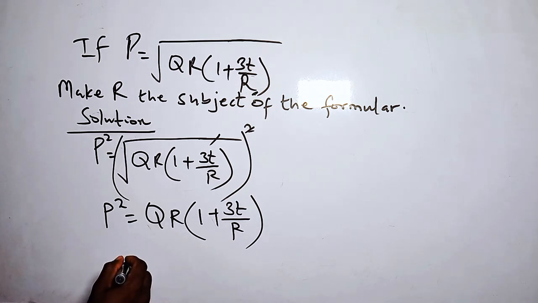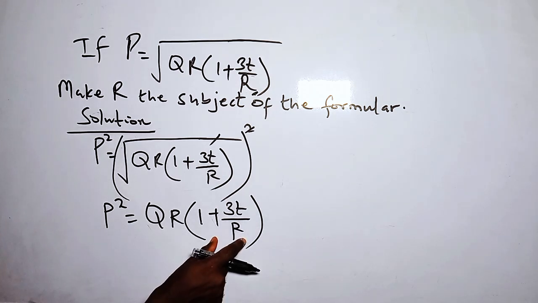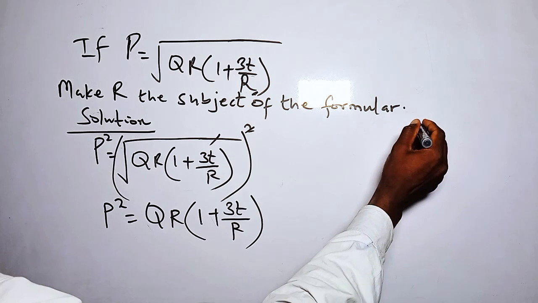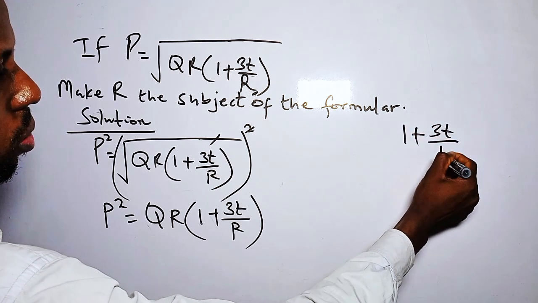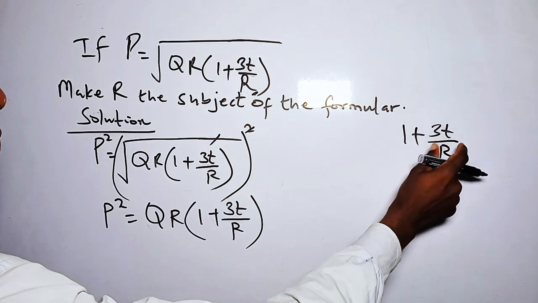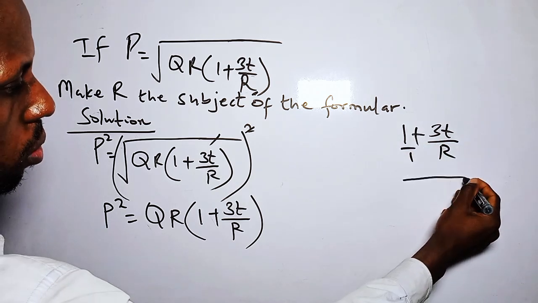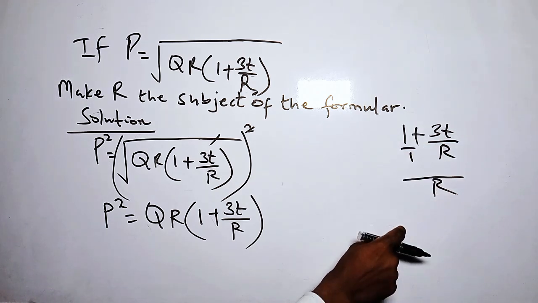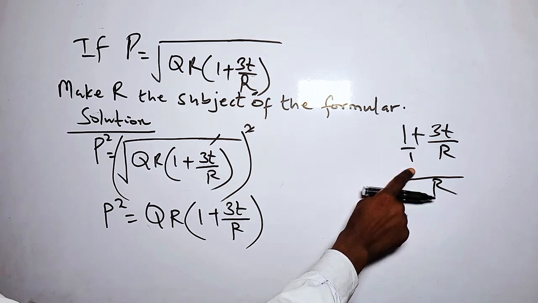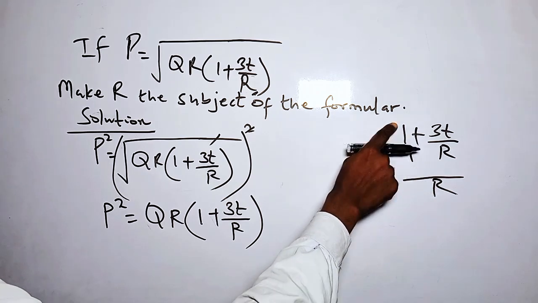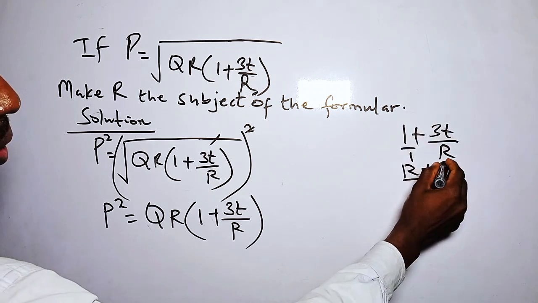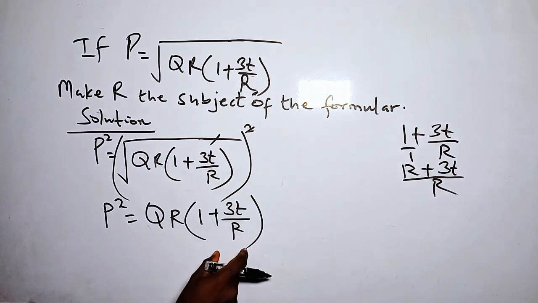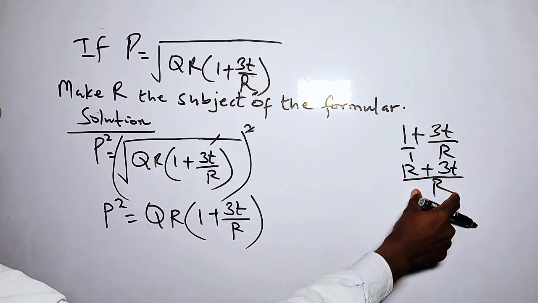When we look at this, let us focus on what we have in the brackets, which is 1 plus 3t over R. Let us work this out by using the LCM method. For 1, the LCM is R, so R is multiplying 1, and 1 is multiplying 3t. So we can write this as this.